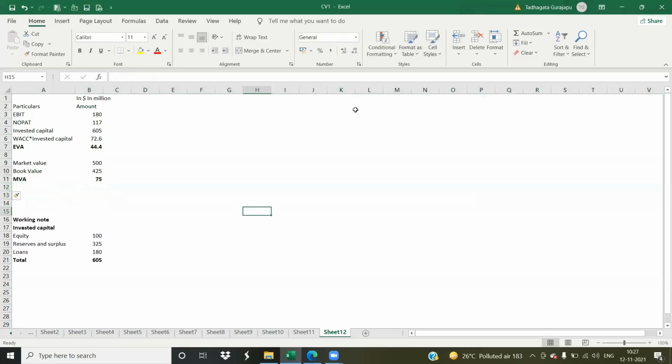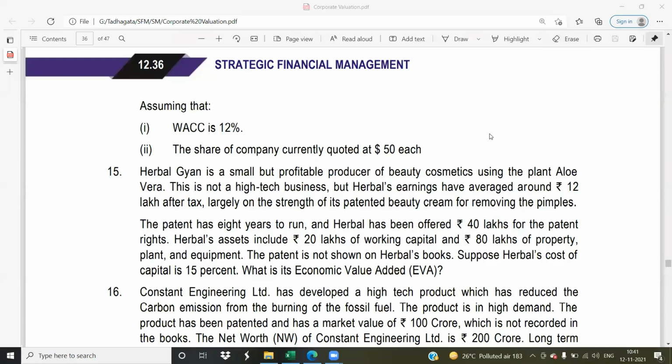Right? So there is the solution. Now let's do problem number 15. What is being asked in the question? You need to find out EVA. Okay, let's go to the details.